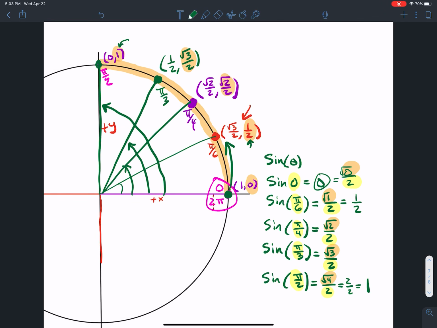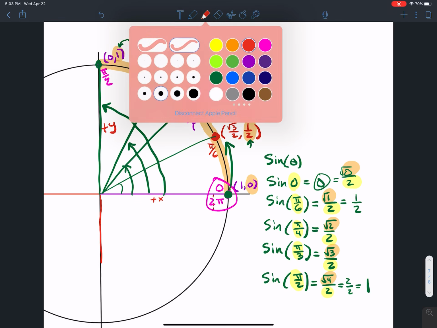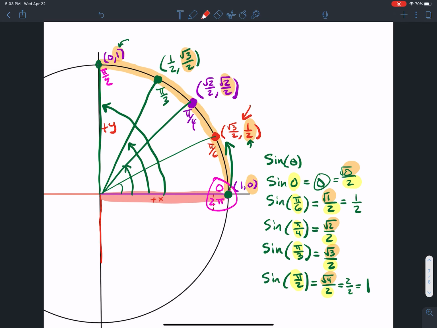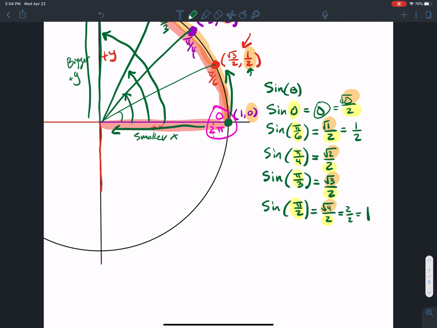Okay, and so the same thing works in the reverse for the cosine. So what's happening to my cosine? As the angle increases, what's happening to the x value? It's getting pulled into 0. So the x value is getting smaller. Instead of getting bigger like the y value, the x value is getting smaller. So what's really happening here?